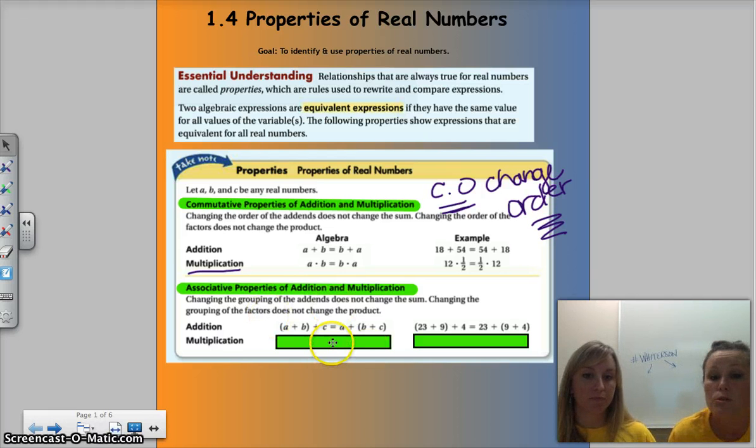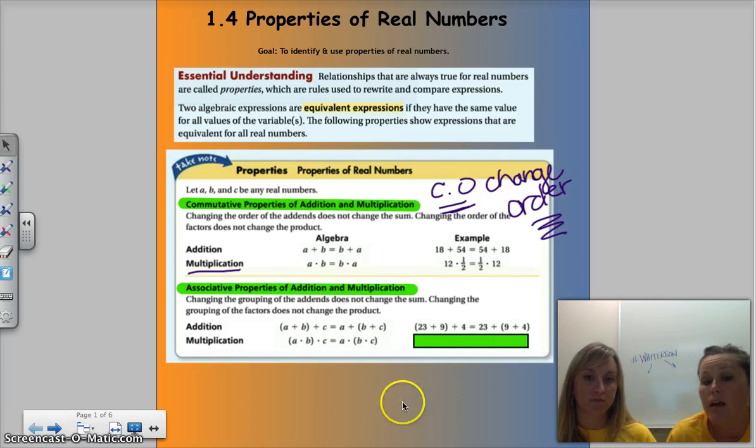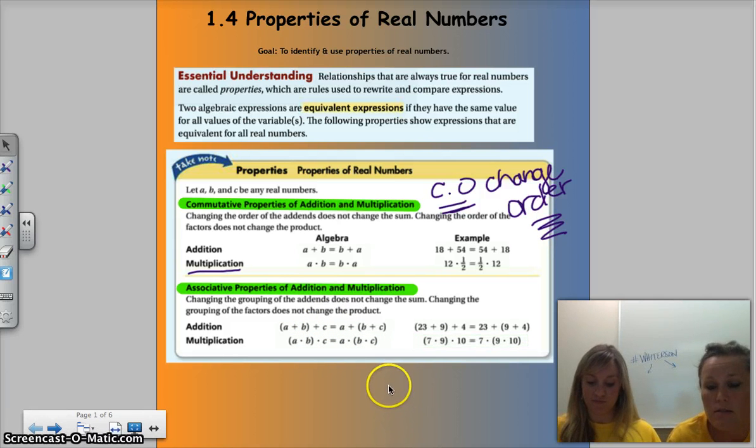Multiplication looks similar. All we do is change the sign. And it would look the same with numbers: 7 times 9 times 10 is the same as 7 times 9 times 10.